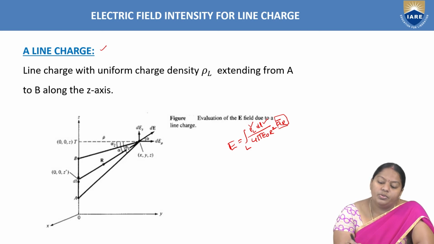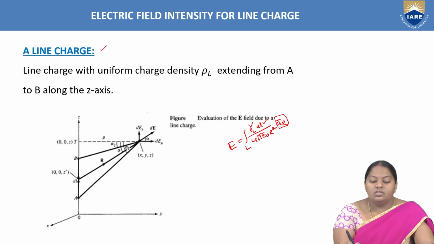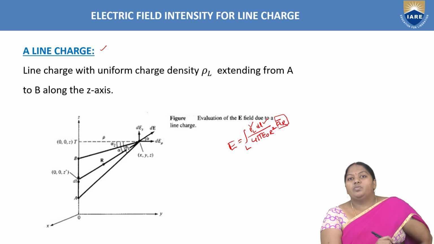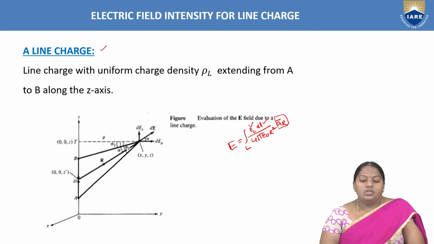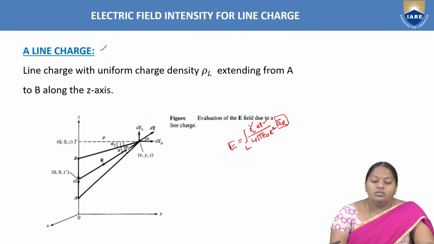So these are all the components which we are going to evaluate from this basic figure. Then finally, all such unknown parameters evaluated from this figure need to be substituted in this equation. Then we'll estimate how much the electric field intensity is due to this line charge. Now we are going to learn.